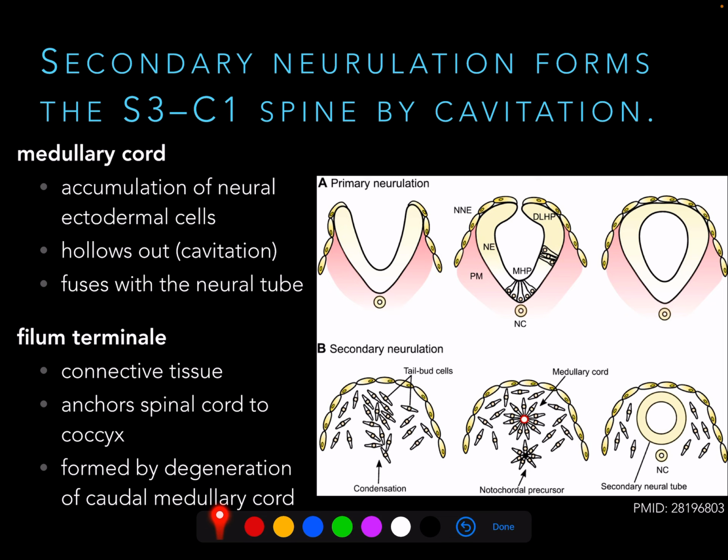Now, the other structure made by secondary neurulation is the filum terminale. And this is a little bit of connective tissue that runs from the bottom of the spinal cord to the coccyx and helps anchor the spinal cord in place. Rather than cavitating, instead the medullary cord degenerates a bit to form a thin strand.